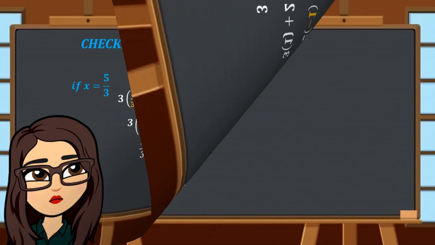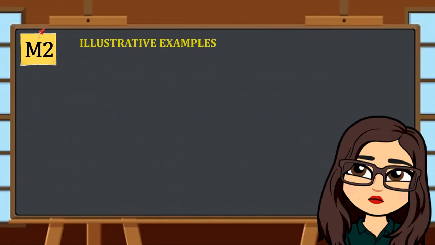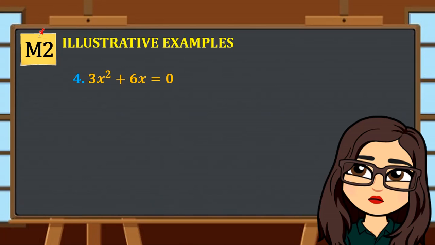For the next example, we have 3x squared plus 6x equals 0. So for the solution, same with example number 1, we will determine the common factor. The common factor between 3x squared plus 6x is 3x. Then we will divide the quadratic expression by the common factor. 3x squared divided by 3x is x. Next, 6x divided by 3x is positive 2.